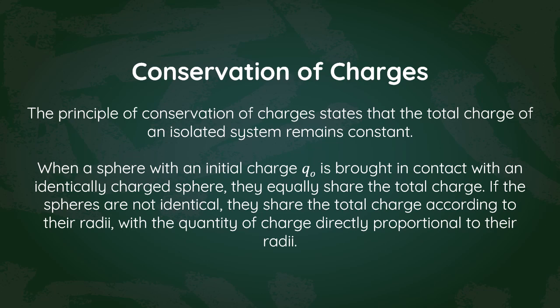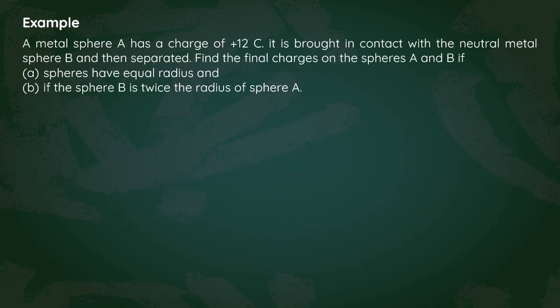So let's have here an example. A metal sphere A has a charge of positive 12 coulombs. It is brought in contact with the neutral metal sphere B and then separated. Find the final charges on the spheres A and B if, question A, the spheres have equal radius, and B, if the sphere B is twice the radius of sphere A.